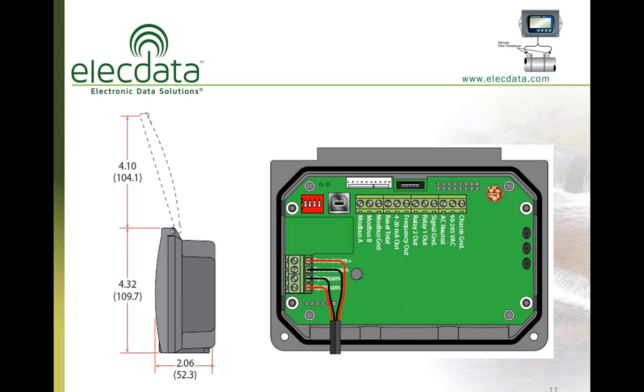There are 3 threaded openings in the bottom of the UTM10 meter that come pre-plugged. You can twist these plugs out and have your power supply go in one, your outputs out of another, and then your sensors into yet another.